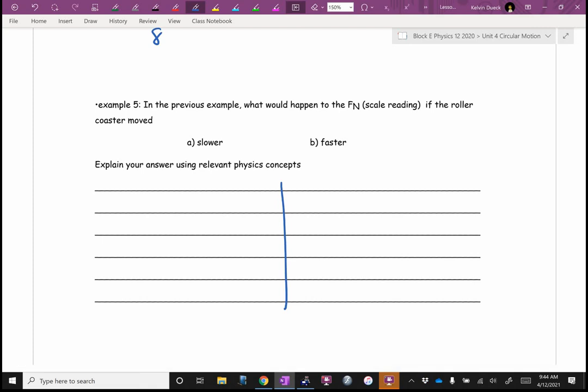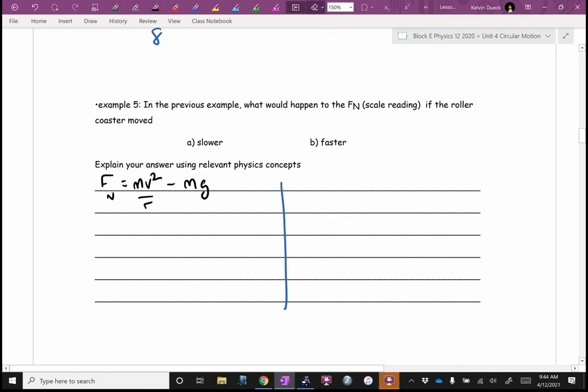Kai, did I just derive an equation for normal force at the top of a roller coaster? Can you read it to me? What does Fn equal? Give me the algebraic version. No, even the one after that where we took AC and we substituted in for that. M.